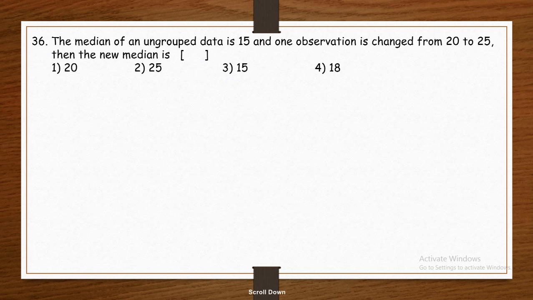Next, moving on to question number 36. The median of ungrouped data is 15. One observation is changed from 20 to 25. Then the new median is? See here, median is 15, so it is present exactly at the middle. There are some observations before this 15 and some observations after this 15. So this 15 is at the middle. Now there is one observation 20, and I am changing it to 25. 20 will be somewhere after 15.